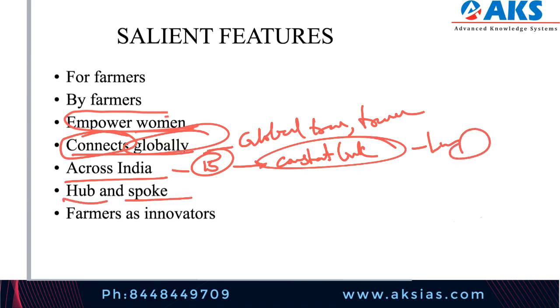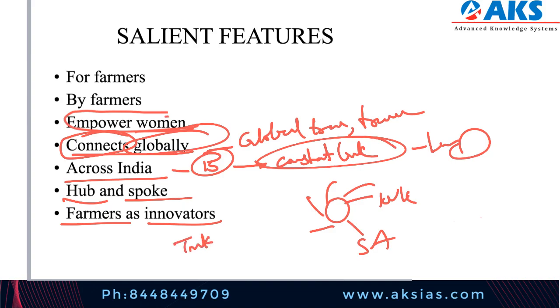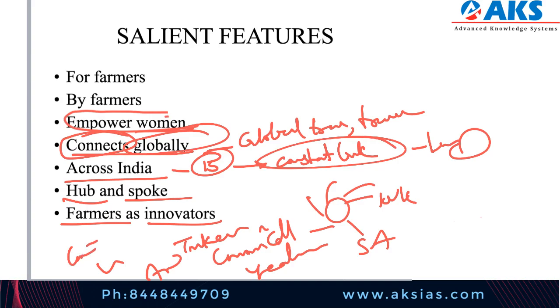And next is the hub and spoke model, that is, farmers organizations will be hubs connected to different science labs, Krishi Vigyan Kendras, state agriculture universities, etc. And farmers as innovators, the hub will have tinkering labs, communication cells, and will have year-long training, awareness, workshops, best practices, etc. So these are some of the salient features of the Biotech Kisan scheme.